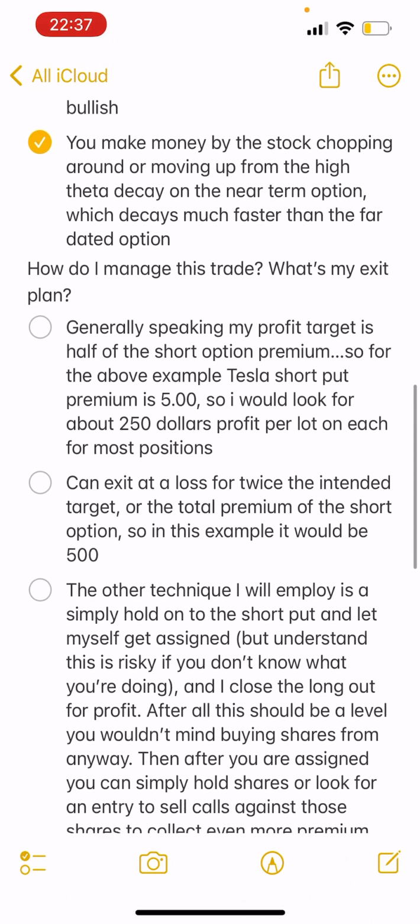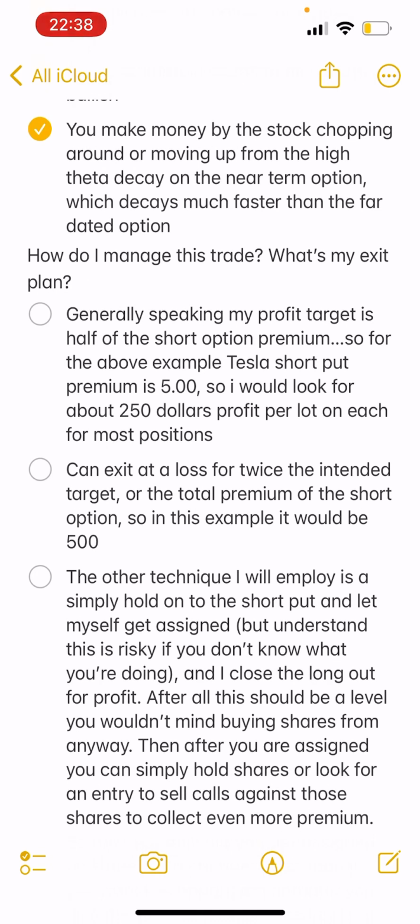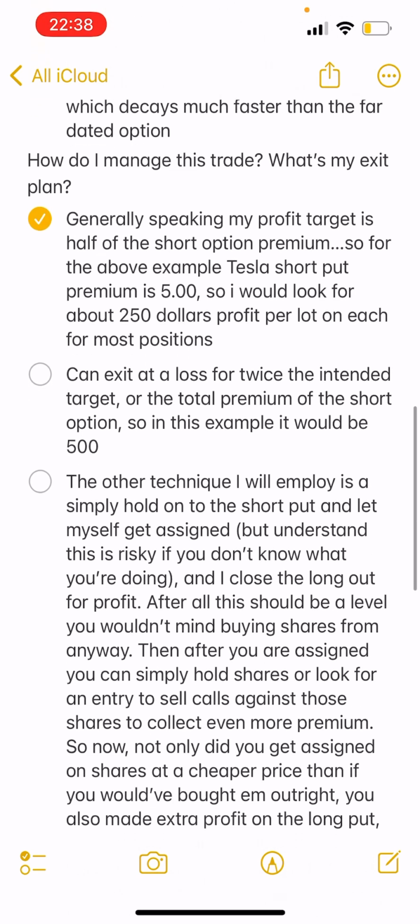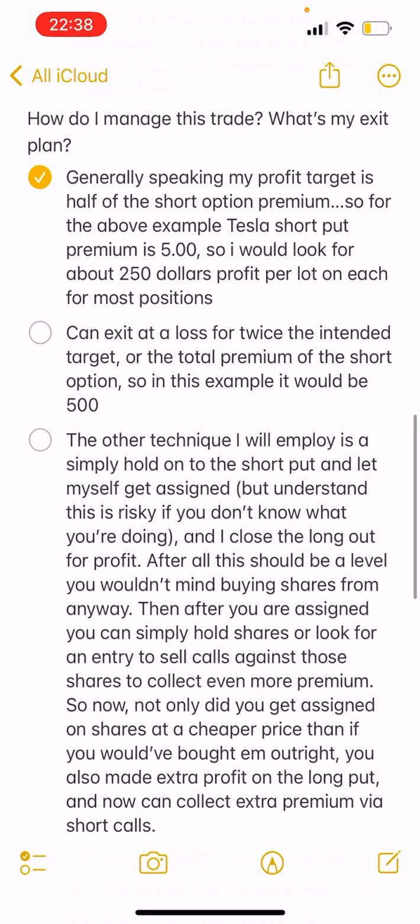So basically, you make money by the stock chopping around or moving up from the high theta decay on the near-term option, okay, which decays much faster than the far-dated option. That's how this trade works, okay? Now, how do I manage this trade? Okay, what's my exit plan?